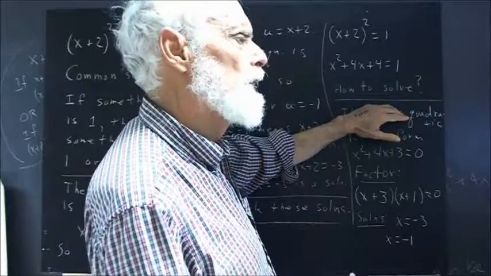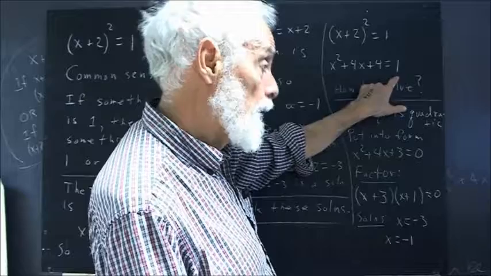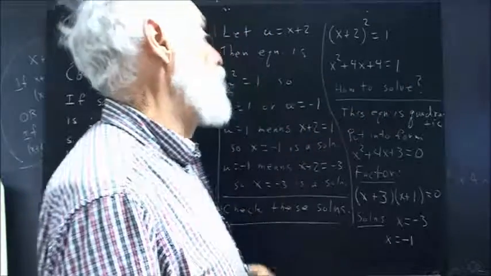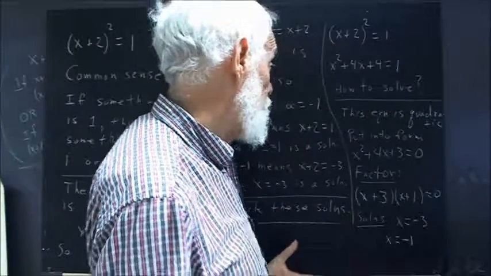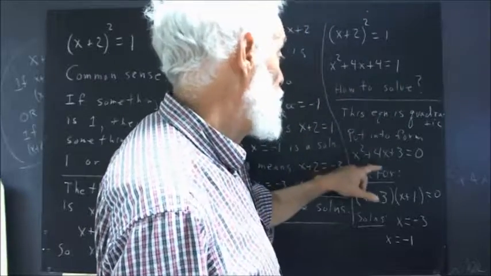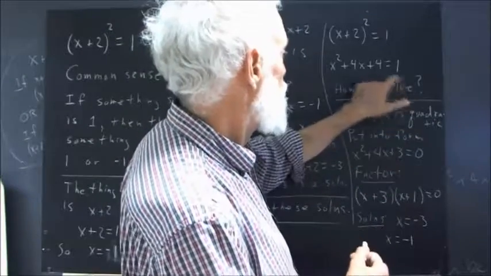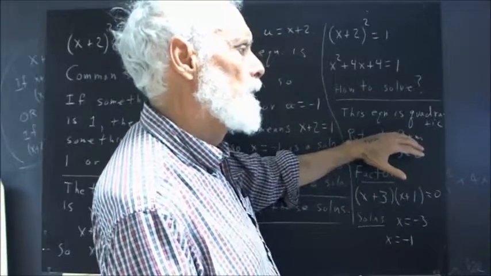Well, first of all, what kind of equation do we have? This equation is a quadratic equation, and you should by now know how to identify a quadratic equation. To solve a quadratic equation, we want to put it into the form of a quadratic. What is the form of a quadratic equation?